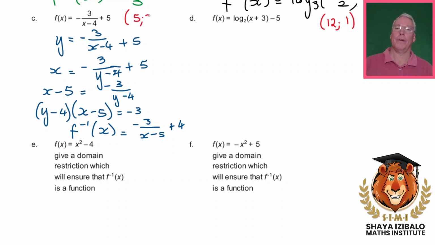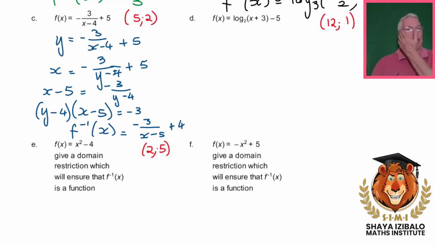When we put 5 in here, we get 2 out. Let's put 2 in here and see what we get out. Well, we're going to get negative 3 on the denominator. Negative 3 over negative 3 is positive 1 plus 4 is 5. Okay, it definitely seems to be right.